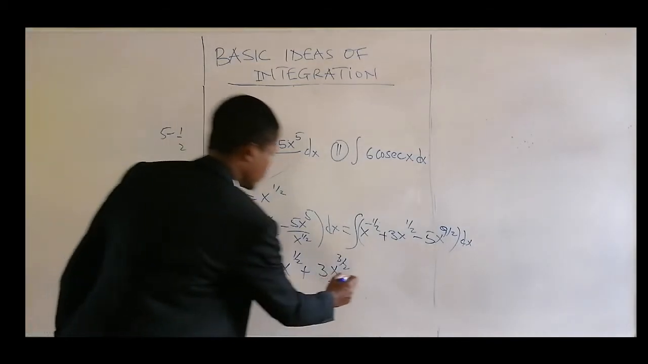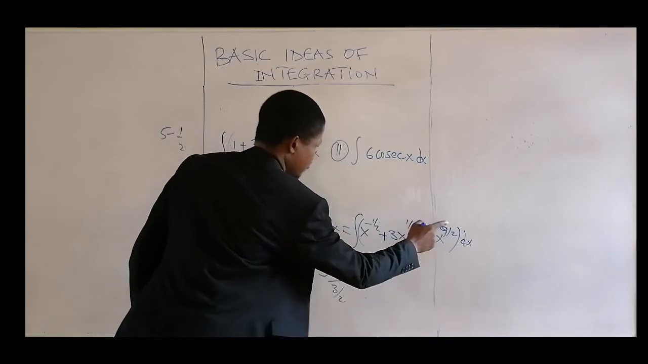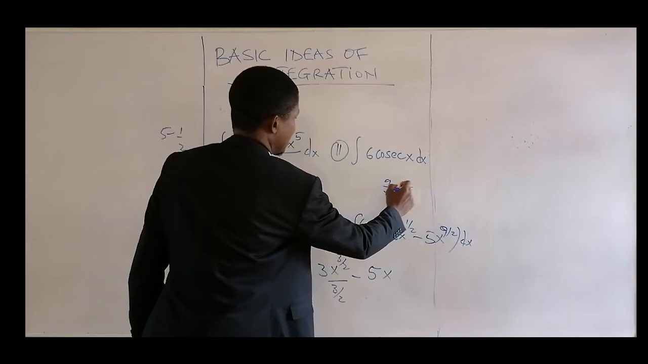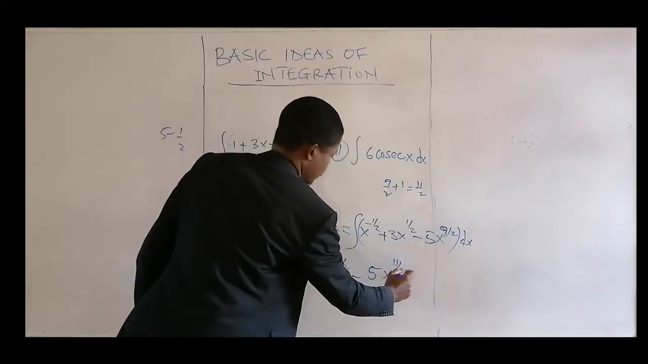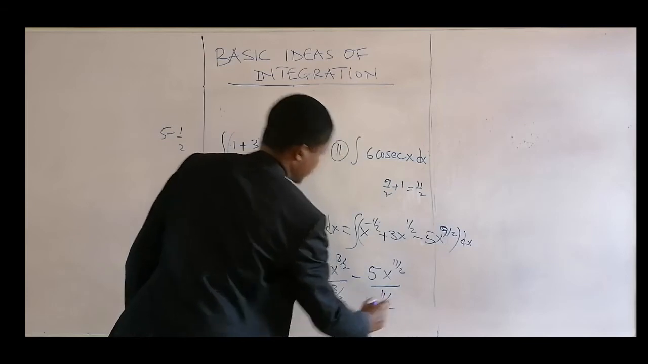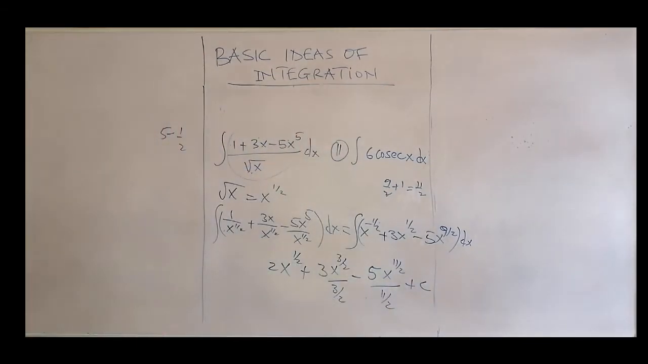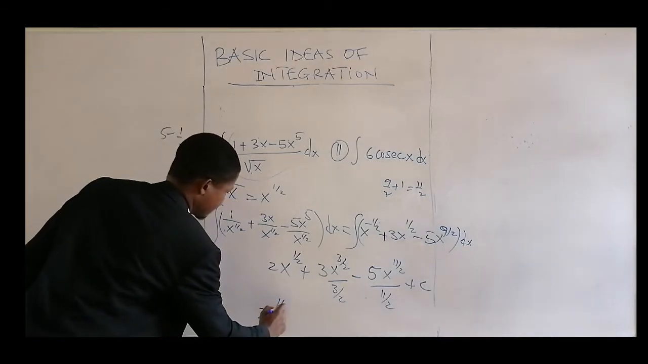And that will be equal to minus 5x plus 1 over 2 plus 1, which is equal to 2 here, that's 11 over 2. That's x to the 11 over 2, all over 11 over 2 plus c. One more step to clear the fraction. This is equal to 2x to the half.